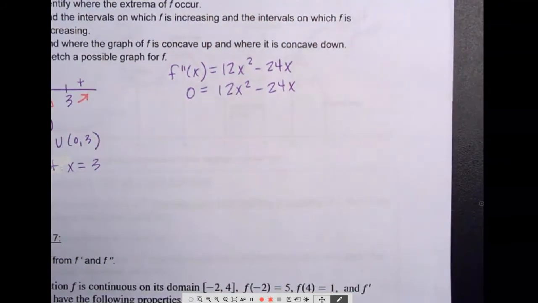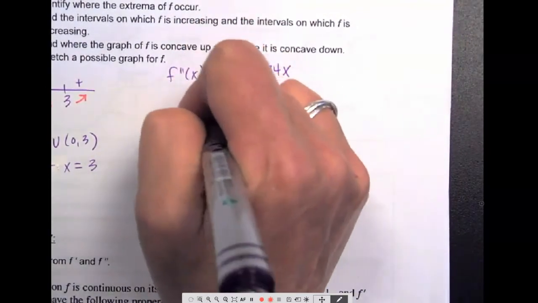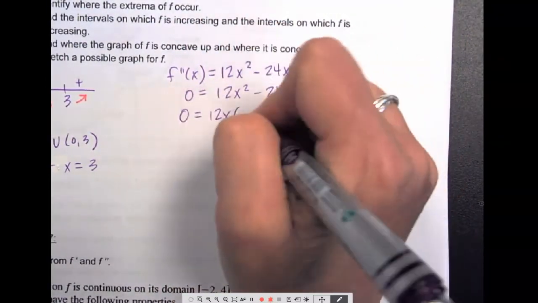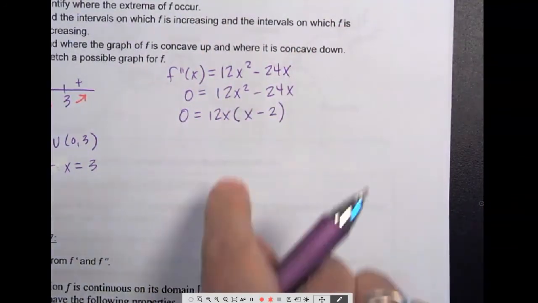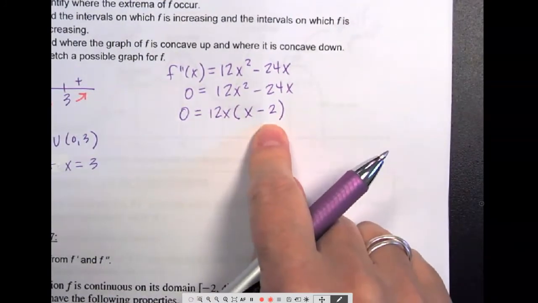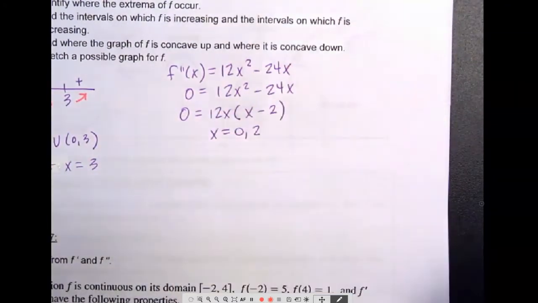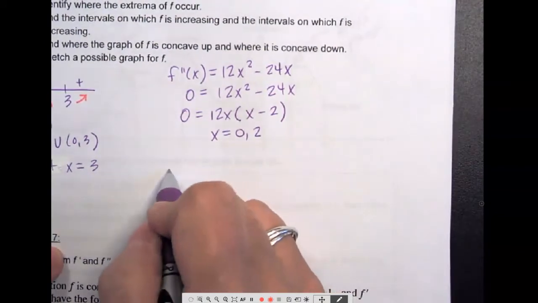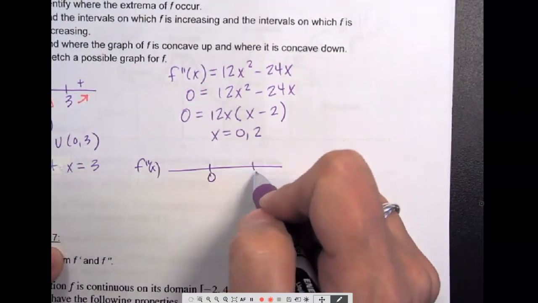Okay, how would you treat this one? You could do the quadratic formula if you wanted. Factor out 12x. Okay, what I would do, x minus 2. So if I set 12x equal to 0, what is x? If I set x minus 2 equal to 0, I get 0 and 2. Okay, sign chart. So this is my second derivative. 0, 2.